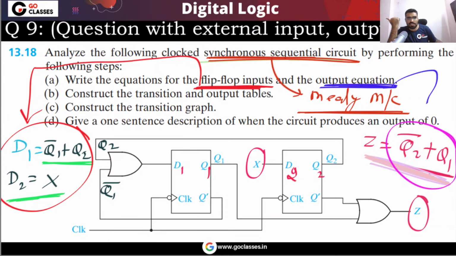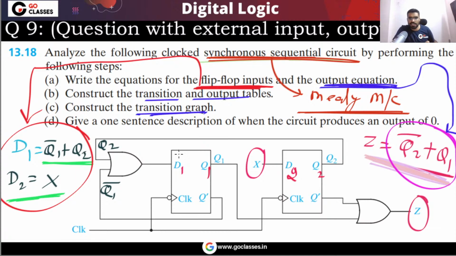Here is your output equation. And you can notice we have the transition graph with output labels. This transition graph means state diagram. We have created the state diagram. So like this we have done.